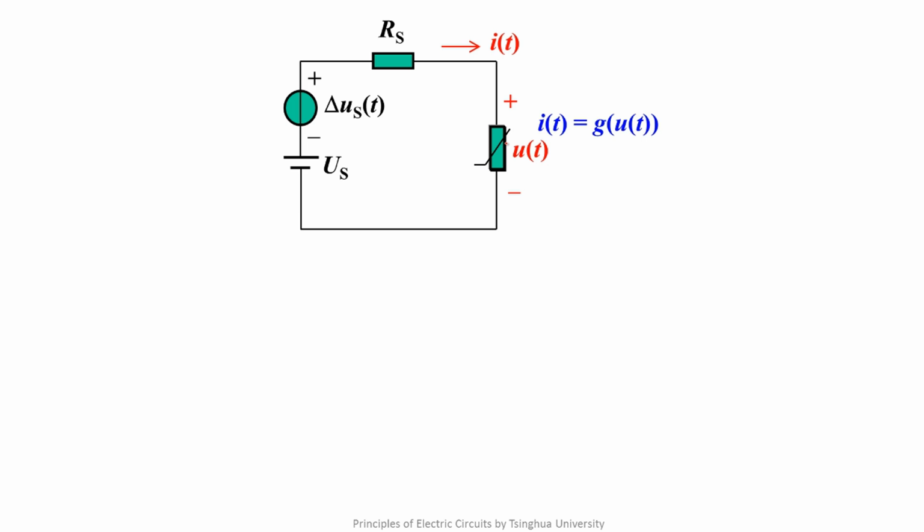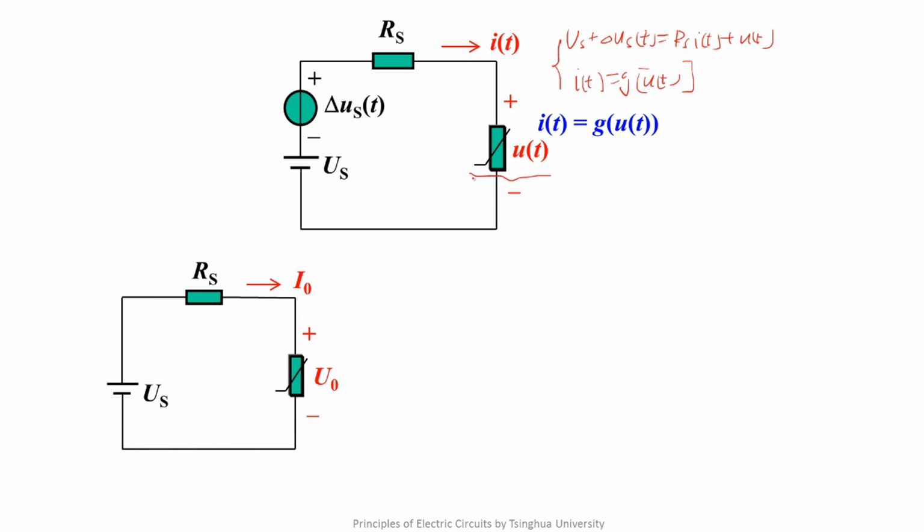This is a general circuit we discussed at the end of last lecture. We can write its KVL equations. We divided the equation into two parts to solve in the last lecture. The first part is to solve the static working point U0, I0 of the nonlinear resistor. Here is the equation. The solution of the equation is the working point U0, I0. It corresponds to such a nonlinear resistor circuit.